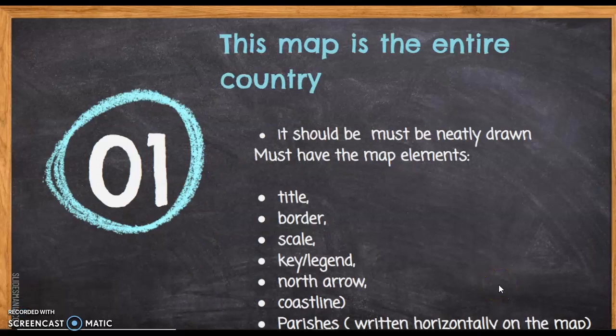For map 1, this is the entire map of the Caribbean country that you're studying. It must be neatly drawn or traced and must have the map elements. It must contain a title, border, scale, key or legend, north arrow, a coastline, if that's applicable, and your parishes written horizontally on the map. Your words on your map should not be written in a slanted manner and should be written in a way that any person can read and identify what is being written.